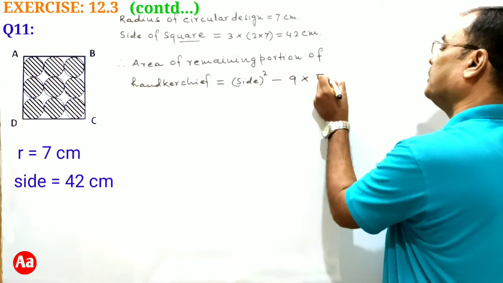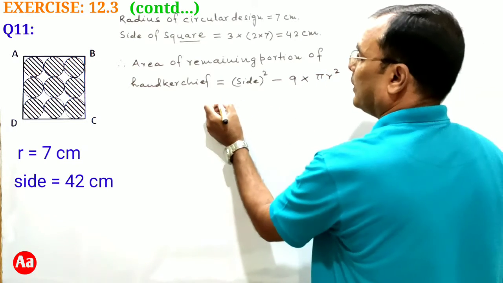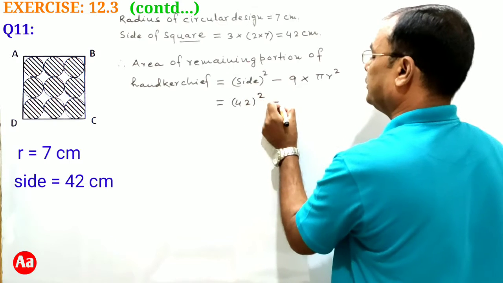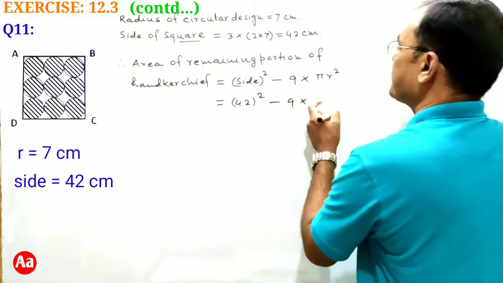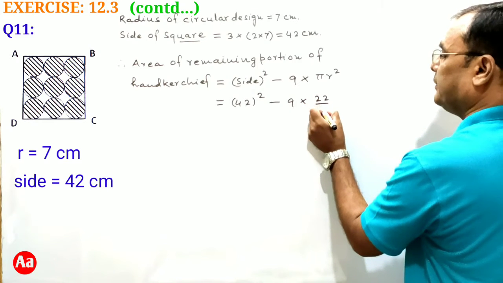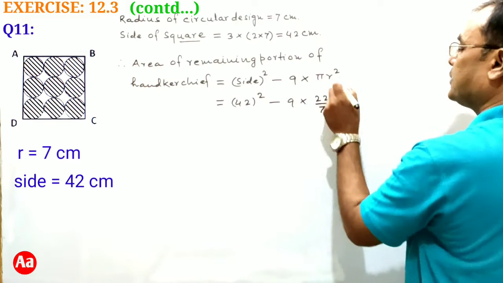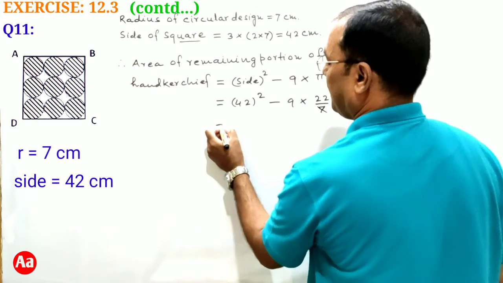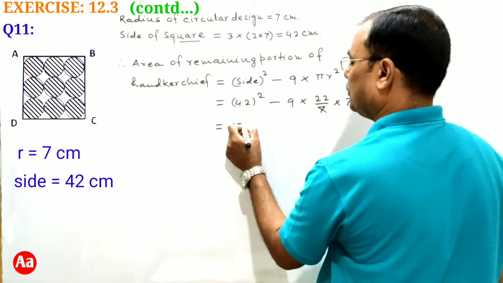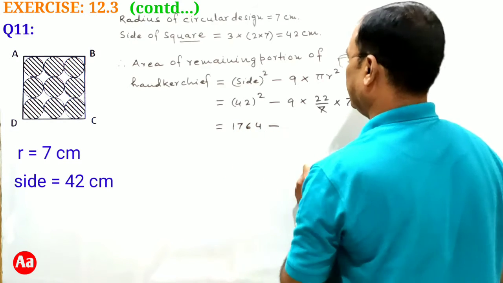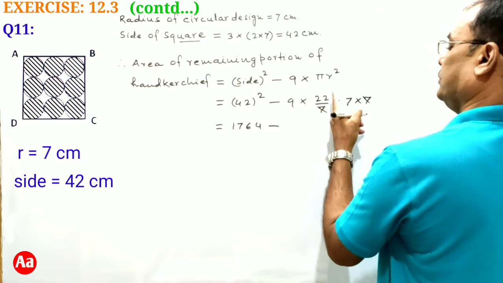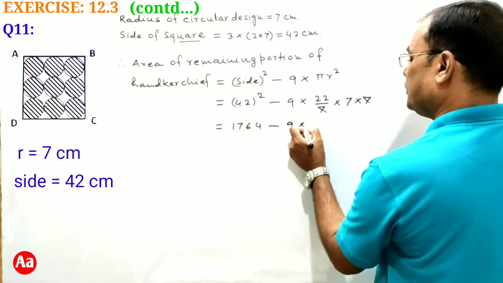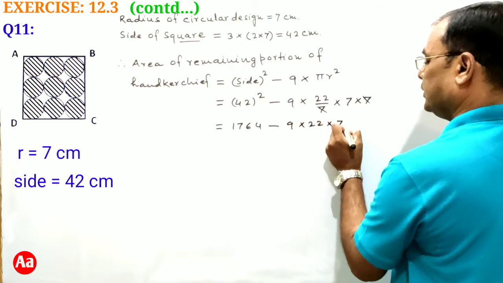So 9 into pi r square. The side of the square is 42, so 42 square minus 9 into pi, 22 by 7, into the radius of each circular design, 7 centimeter, so 7 into 7. 42 square is 1764, minus 9 into 22 into 7.